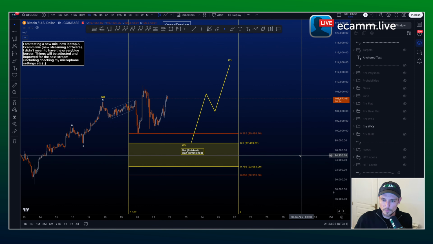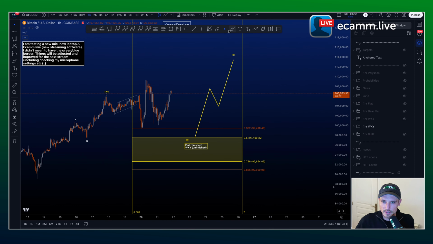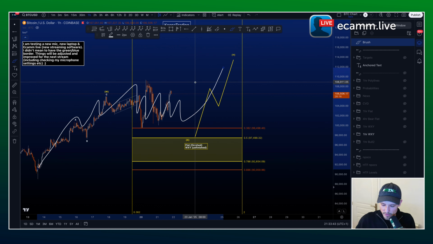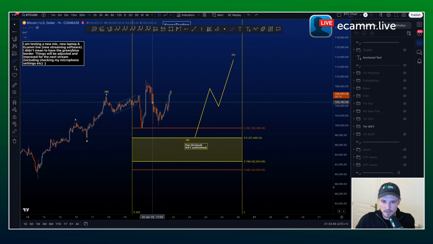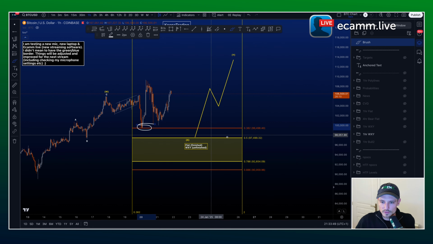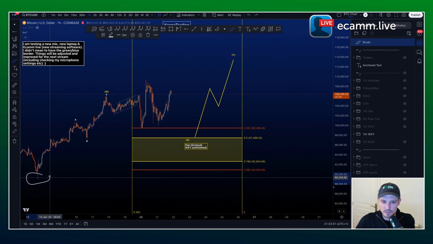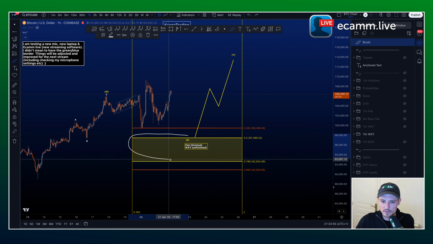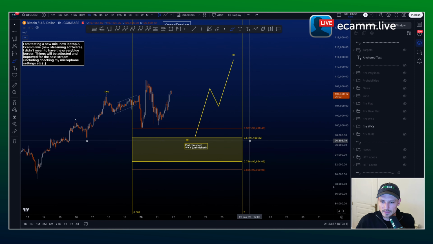So the WXY here on my chart is a 3-wave W. Then we have our X, and then you get a wave Y. Now your wave X hit the minimum target, which is the 0.382 Fibonacci taken from the low to the high of W. Most common target for a wave X, however, is the yellow box, the 0.5 to the 0.786, 97.5 to 92.6K.